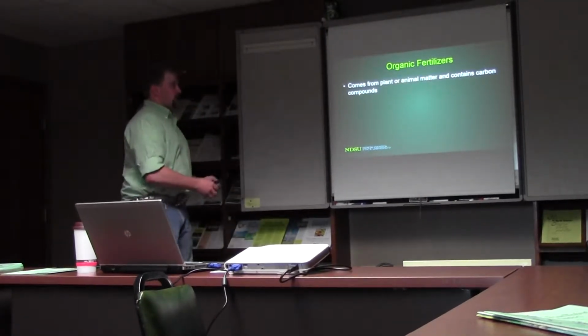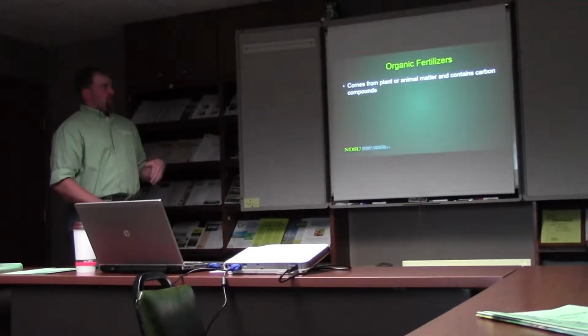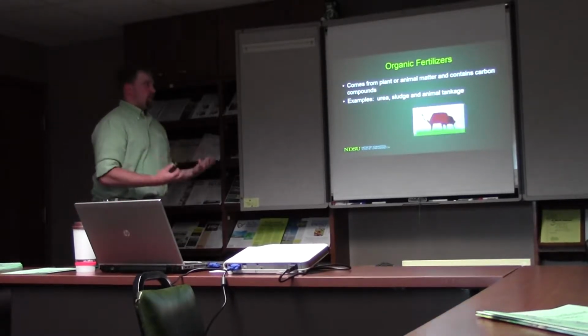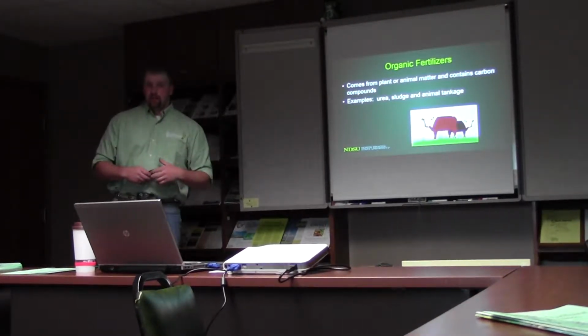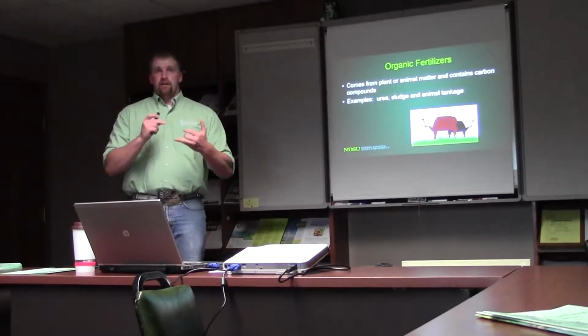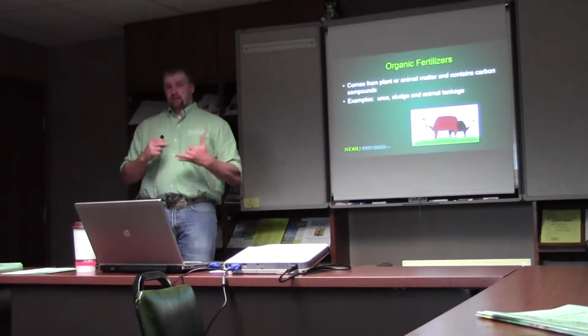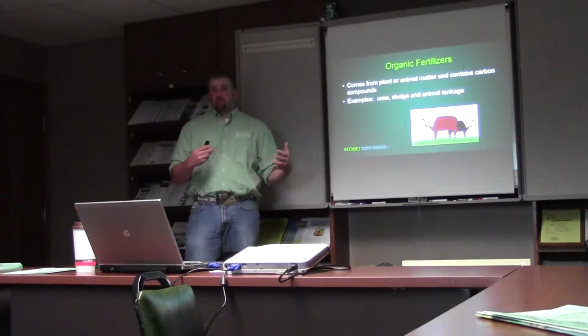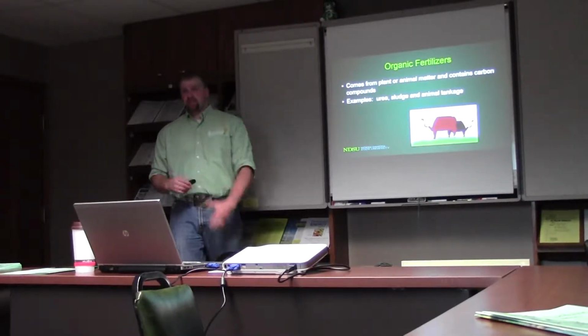So if you want to go the organic route, obviously it's going to come from plant or animal material, and contains carbon. Typically you're looking at something like a manure. If you get a sludge from like the county, urea, those are some different types of organic fertilizer.